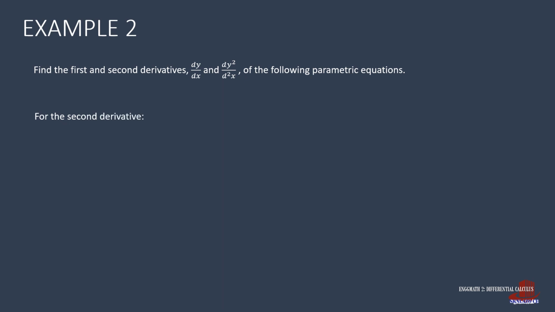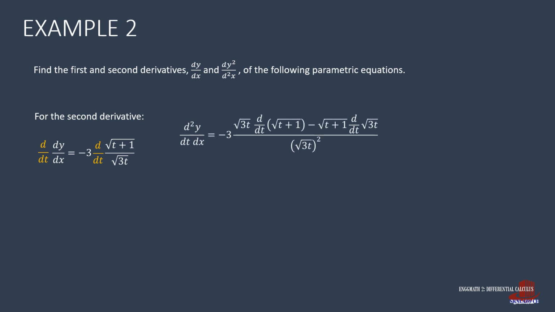Continue with the second derivative, which is started by taking the derivative of dy/dx with respect to t. And we have negative 3 times the derivative of the root of t plus 1 over the root of 3t. Having a ratio, we use quotient rule to have the second derivative of y with respect to x. So the equation turns out having a denominator of the square of the root of 3t.